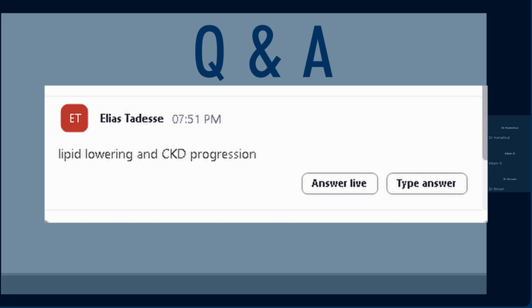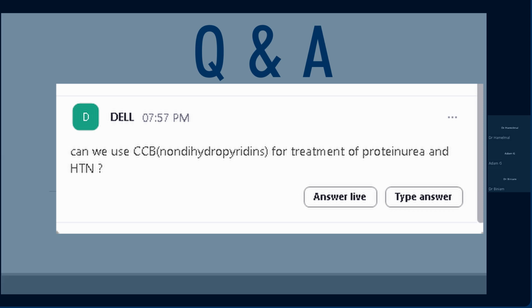Lipid lowering in CKD progression is definitely, there are new evidences suggesting you should start statin therapy. They may not have direct relationship with CKD progression, but they protect patients from cardiovascular mortality and may have some effect with CKD progression.